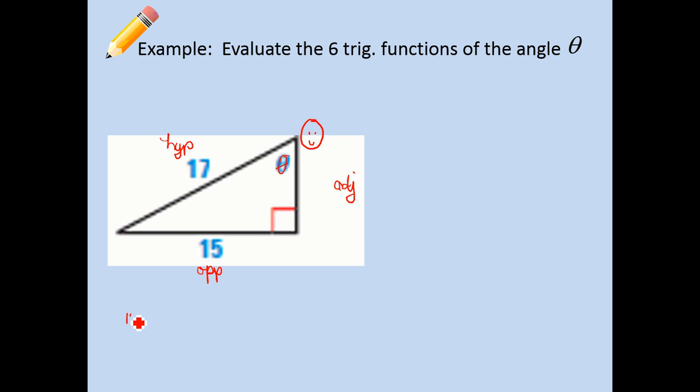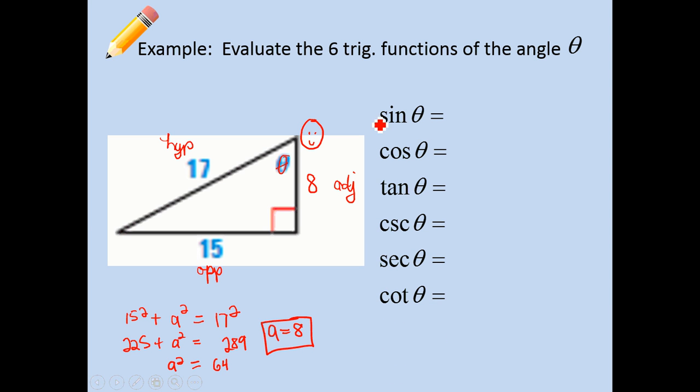That would be 15 squared plus the adjacent side, a squared, equals the hypotenuse squared. So 225 plus a squared is equal to 289. Subtract 225 from both sides, and I get 64. A would equal 8. So this would be 8. Now that I know all three sides, I can set up my 6 trig ratios.